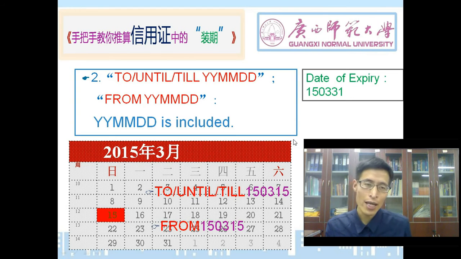And also we suppose the date of expiry of the letter of credit is 15/03/31, which refers to the date 31st March 2015. And as for this expression, to until 15/03/15, from 15/03/15, here this day, the 15th, should be included in this period of time.